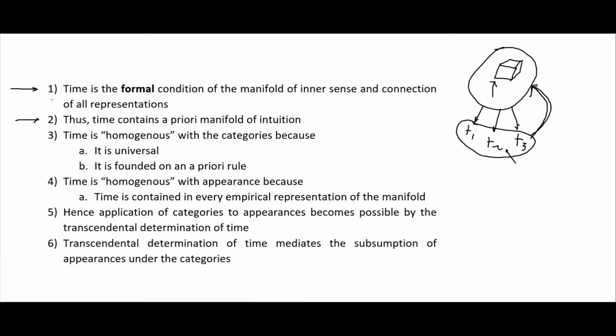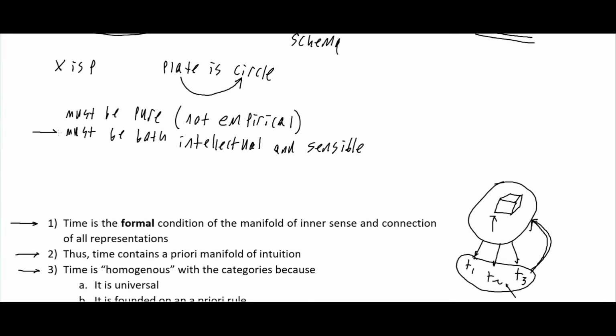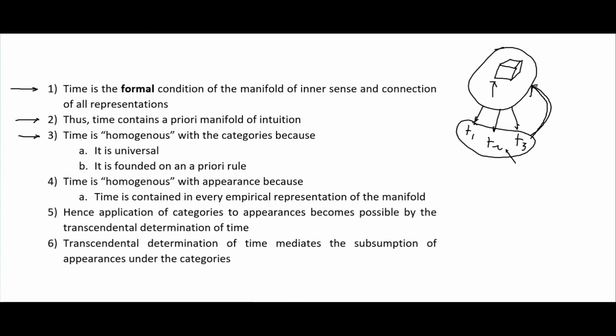So he says time is homogeneous with the categories, which is one of our requirements up here. It's homogeneous with the categories because it is universal and it is founded on an a priori rule. It's the rule of time, that time has this structure for us, and it's a priori in that a consciousness is what brings time to bear on reality. So time is not necessarily how things exist in themselves, but it's an a priori rule.